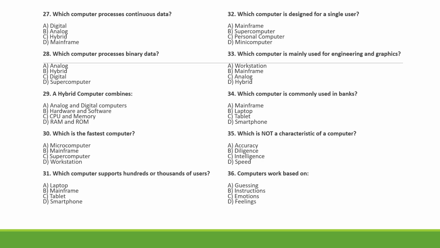Which is the fastest computer? Option A, microcomputer. Option B, mainframe computer. Option C, supercomputer. Option D, workstation. Here, supercomputer is the fastest computer. Option C is the correct answer.